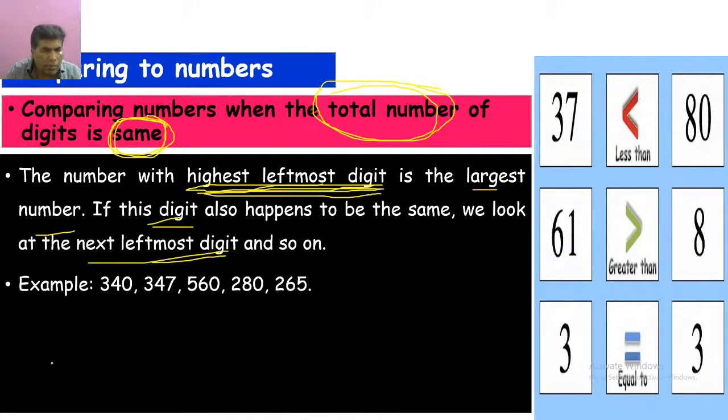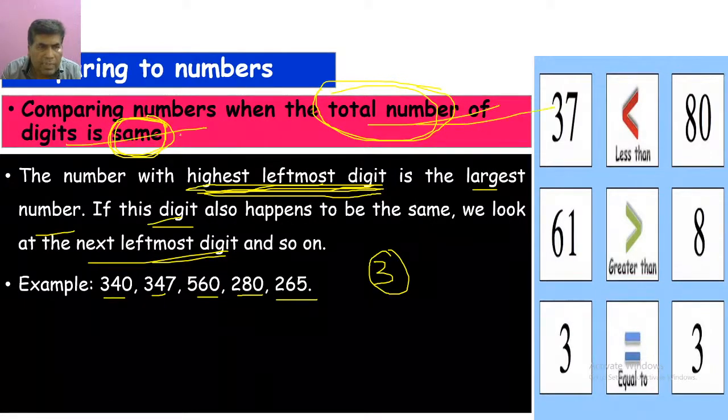Let's take an example of some numbers. Here 340, 347, 560, 280, 265. So what is the largest number here? Come on, try to guess. What do we have to do? In all the 5 numbers, what is the number of digits? 3. All are 3-digit numbers, which means the total number of digits is the same.